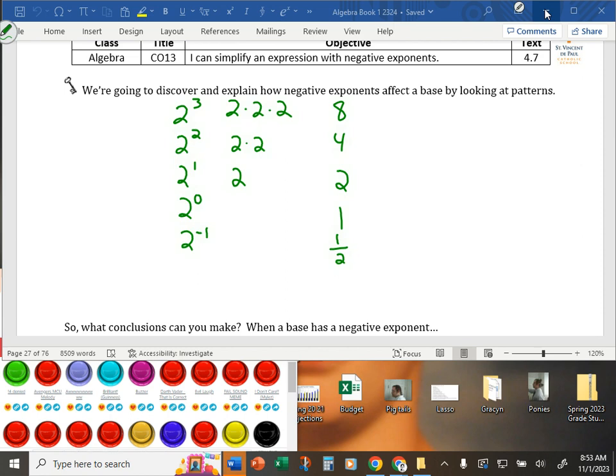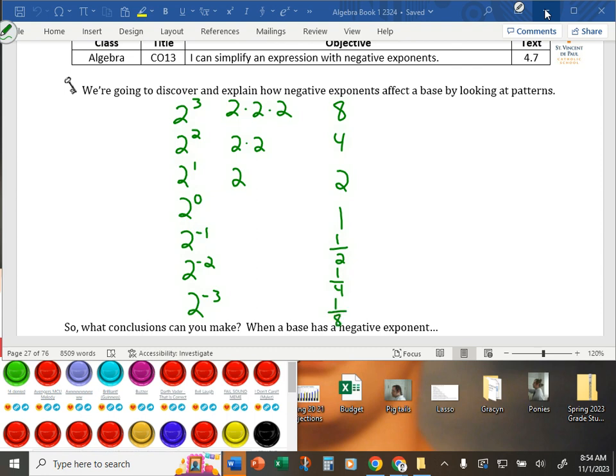If we decrease our exponent again, 2 to the negative second power, follow the pattern here. What's half of a half? 1/4. If we decrease our exponent again, now coming full circle, we started with 2 cubed, we're ending with 2 to the negative third. What's half of a fourth? 1/8.